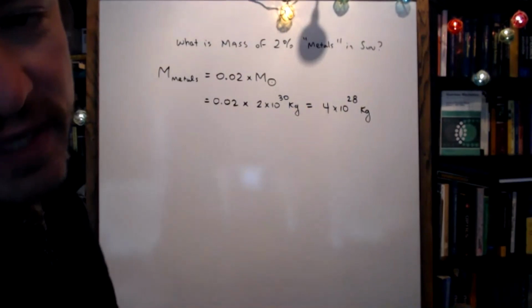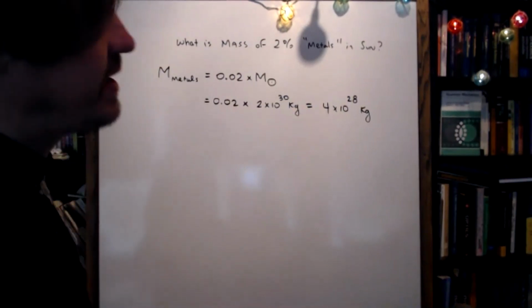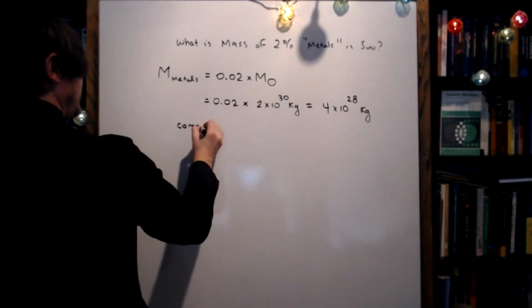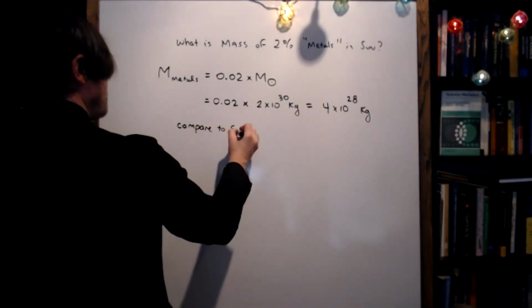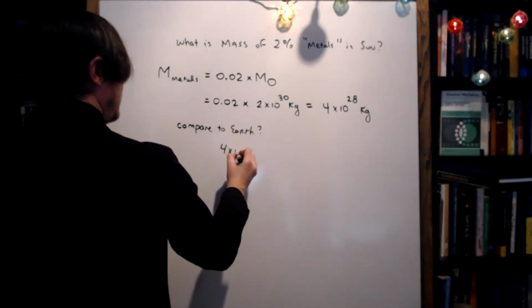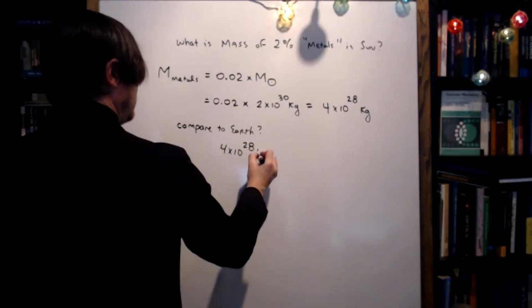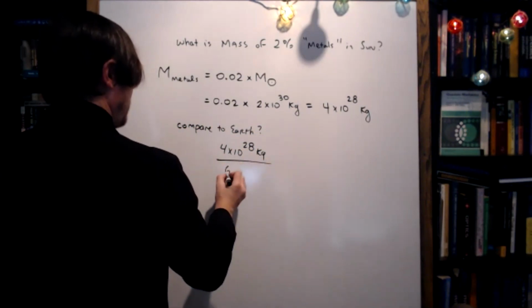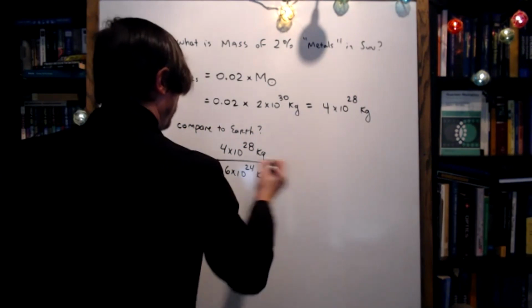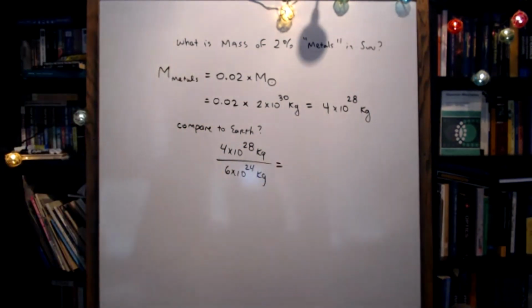Now Frank suggested we compare that to the mass of Earth. Great idea. If we compare to Earth, we get 4 times 10 to the 28 kilograms over 6 times 10 to the 24 kilograms. Why don't you guys punch that up for me?